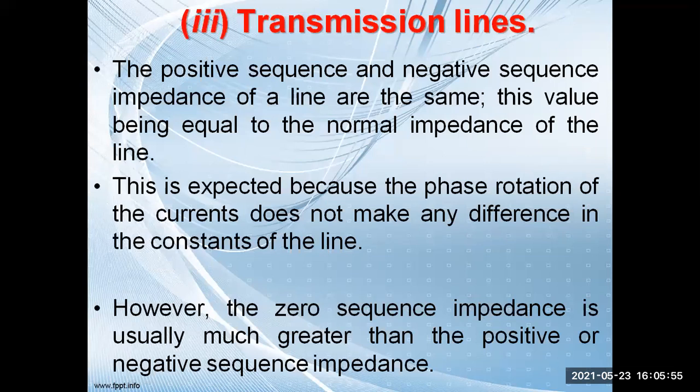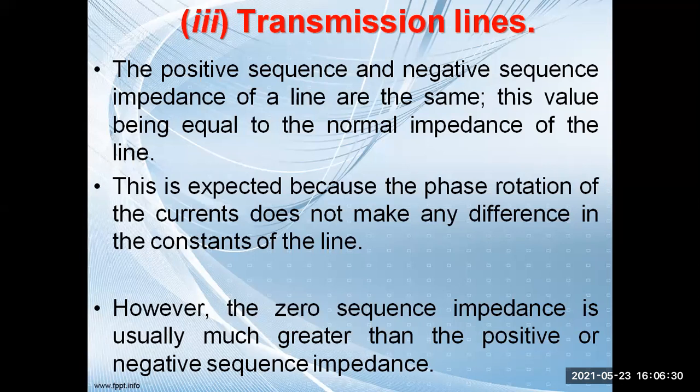Now for the transmission line, a few minutes back I discussed that the positive sequence impedance will be equal to the negative sequence impedance. So the positive sequence and negative sequence impedance of a line are the same, and this value is equal to the normal impedance of the line. We have seen that the positive sequence impedance equals the negative sequence impedance of a transmission line. This is expected because the phase rotation of the current does not make any difference in the constants of the line. However, the zero sequence impedance is usually much greater than the positive or the negative sequence impedance.